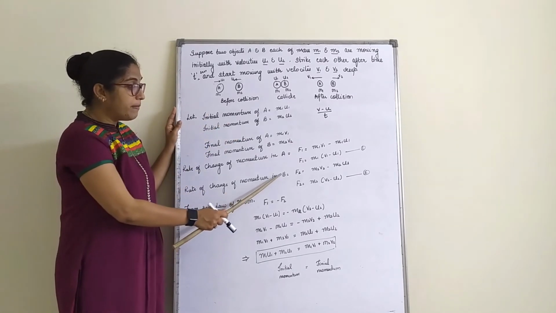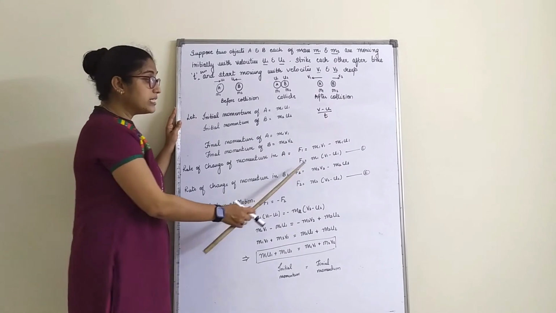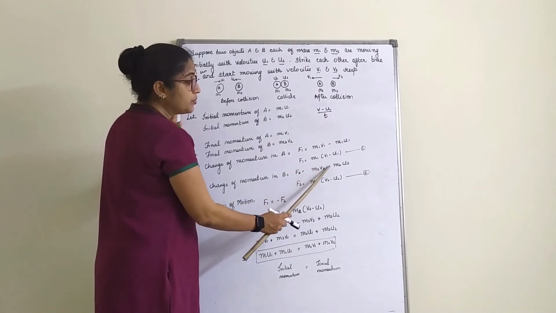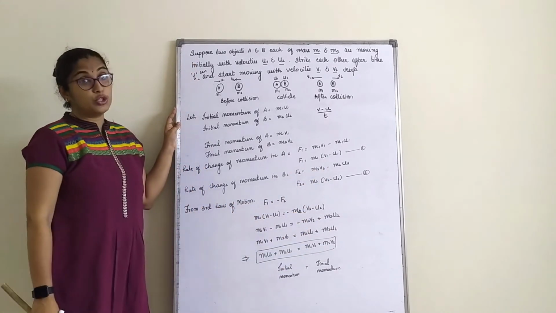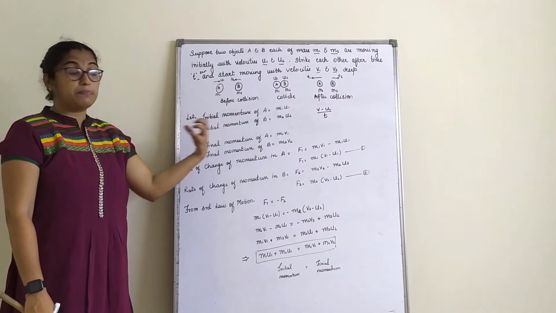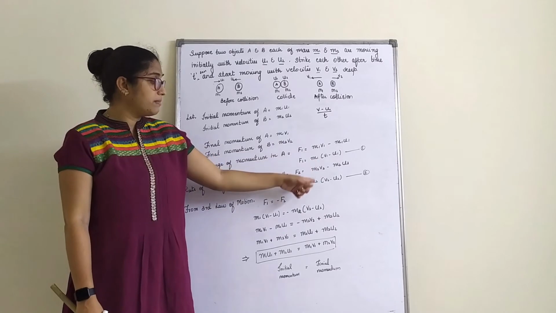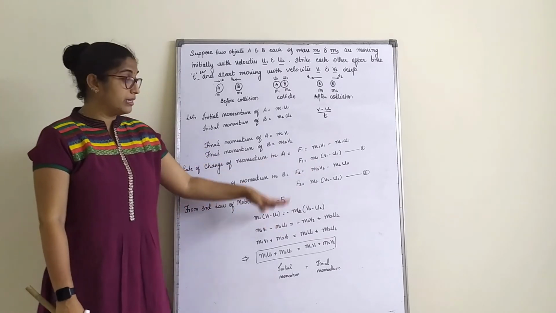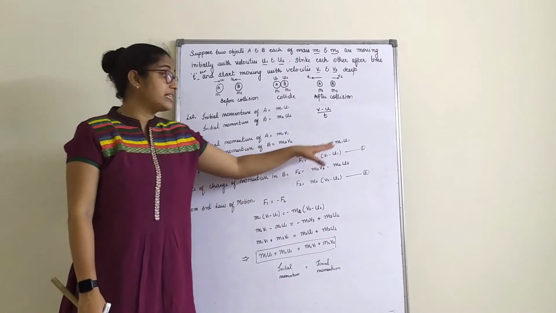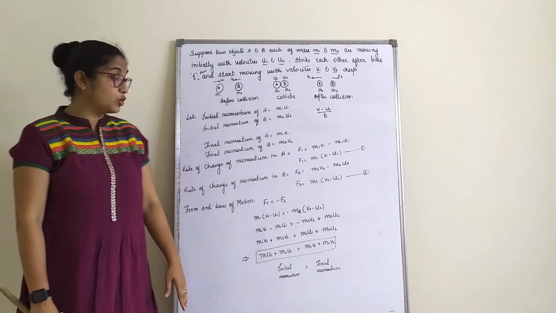Rate of change of momentum in B, F2 is equal to m2 v2 minus m2 u2. Second part, B part, we have written. So in both the cases I have taken m common here and here also m common. So let us name this equation as 1 and equation 2.